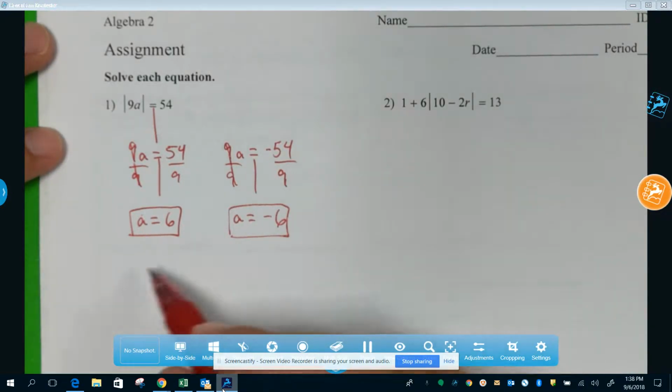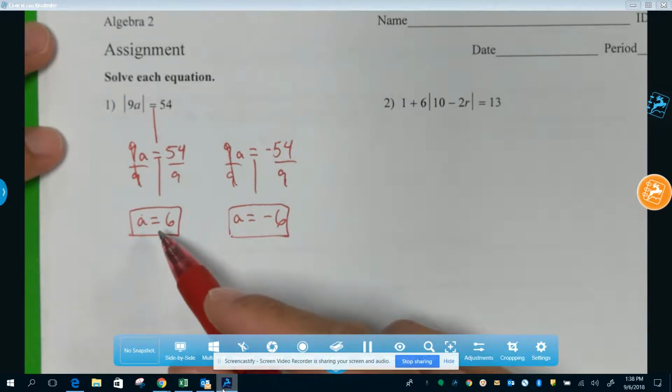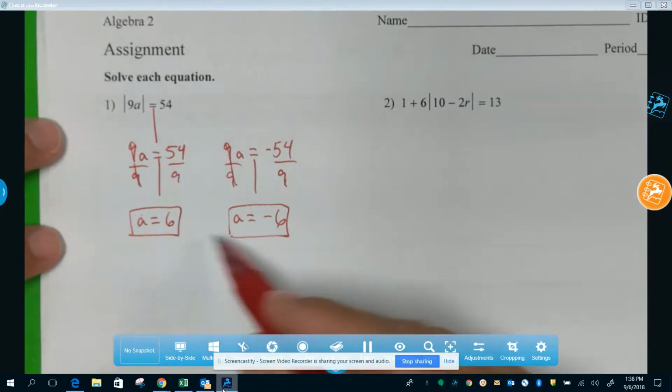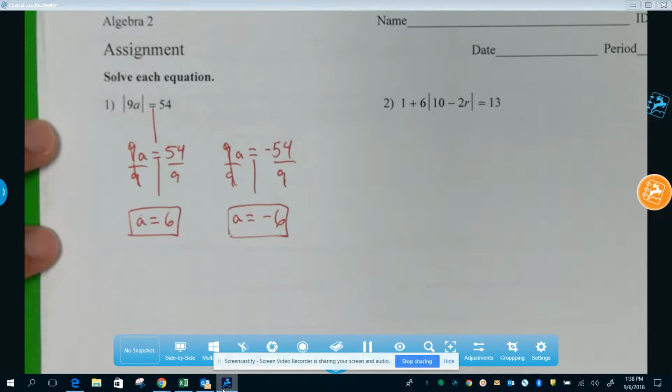There's nothing to graph here. There's no graph since we just have equations. We're just figuring out what our variable equals. There's no graphing. There's no shading on these. Just figuring out what our variable equals.